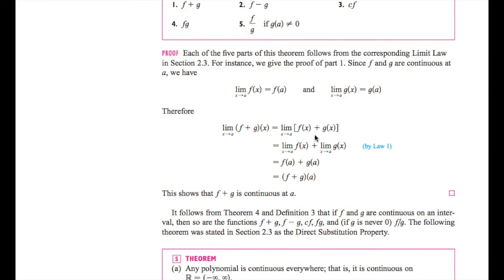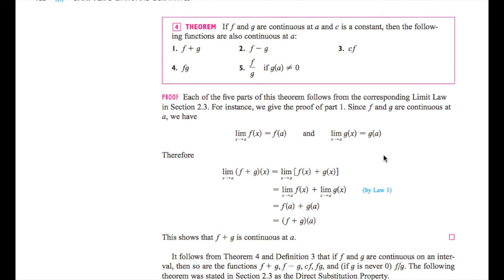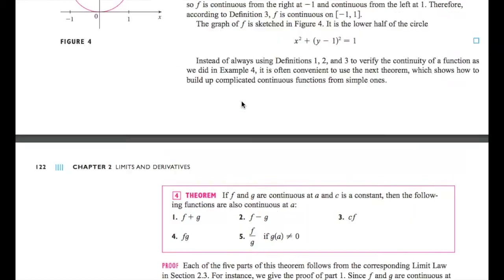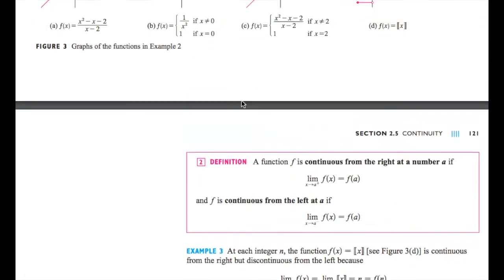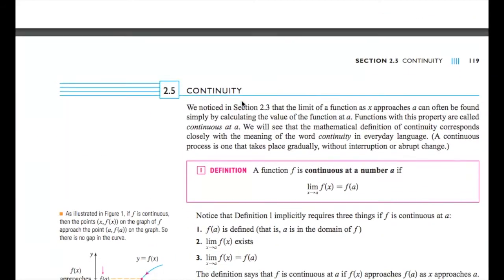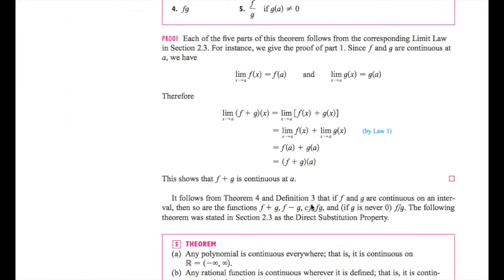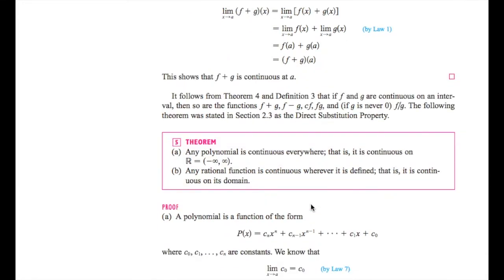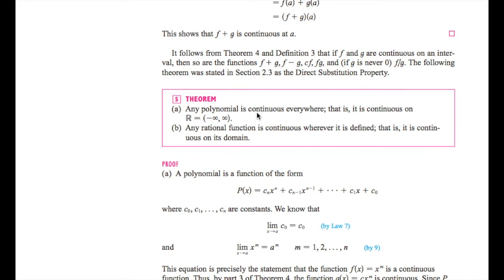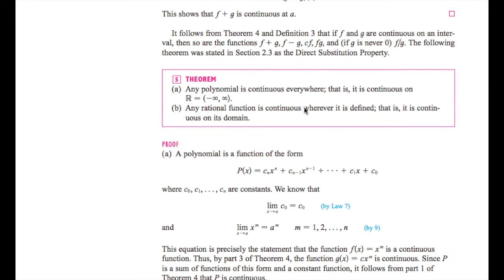So take a look, because you might have some problems that ask you to prove, then you'll need to tell them which law you used or which theorem you used. So you might have to refer back to different definitions or different laws to prove these things. And limit laws were from the last section, so you might have to look at the book from the last section. Theorem: any polynomial is continuous everywhere. That is, it is continuous from negative infinity to infinity. Any rational function is continuous wherever it is defined. That is, it is continuous on its domain.